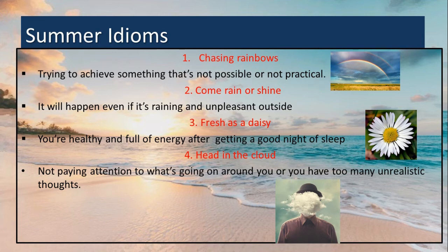Now again, if you take a look at the original meaning of the idiom chasing rainbows, you can guess the figurative or the intended meaning, because we can't actually chase rainbows. You can't even touch them, you can't reach them. So chasing rainbows means trying to do something which is somehow impossible.